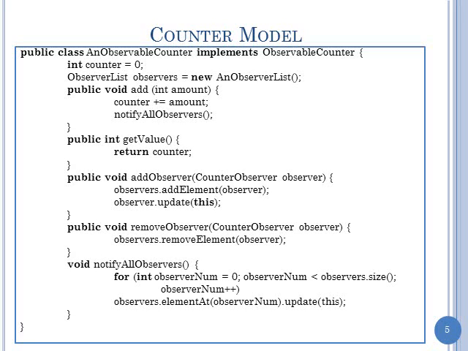Okay? And let's look at some interesting things here. I am not calling notify all observers in every method. I am not doing notify all observers in get value. Why not? It's not changing anything. It's only when the state changes that you display. So read methods don't call notification methods.